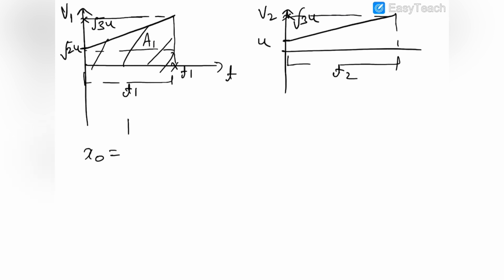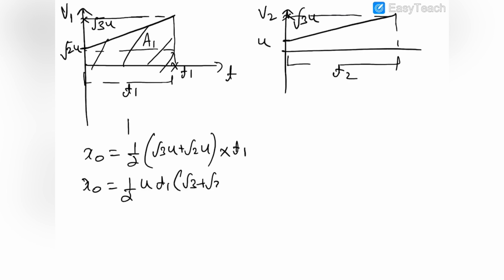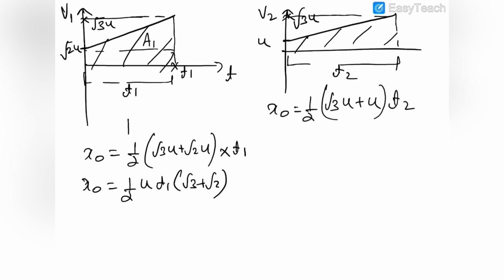naught. So x naught will be equal to half base into half sum of parallel sides into height. So it is root 3u plus root 2u into height t1. So x naught is equal to half u t1 into root 3 plus root 2. And from this graph you can see that x naught is the same displacement traveled but at a different time. So this would be half root 3 u plus u into time taken, t2.